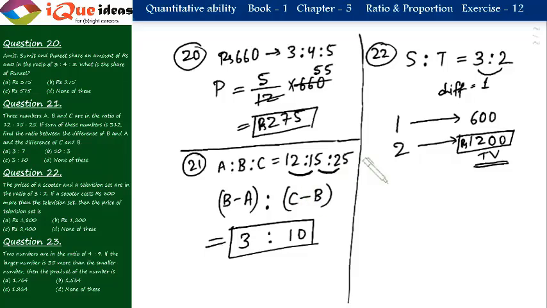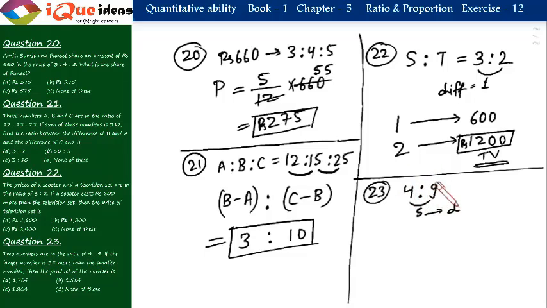Okay, question number 23. Similar process. It says the two numbers are in the ratio 4 is to 9. Look at the difference of 4 and 9. The difference of 4 and 9 is 5. And the question says the larger number is 35 more than the smaller number. That means the difference is 35.